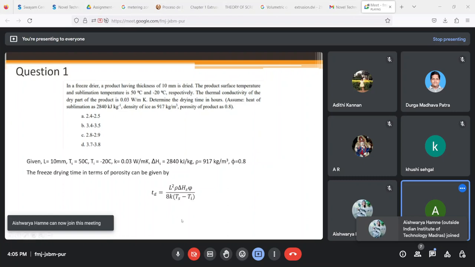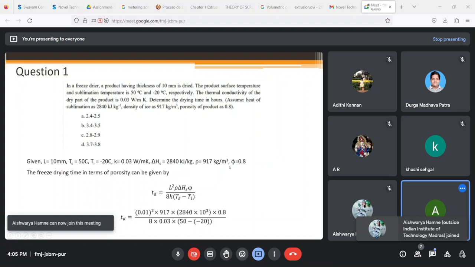Okay, so we have all the parameters here already given in the question. So all we have to do is just substitute all the values in the equation, and you can get the Td value or the drying time. So proceeding with it, I'm substituting L as 0.01 in meters. So 10 millimeter is converted into meters, which is 0.01, square, into 917 kg per meter cube into 2840 kilojoule per kg. So kilojoule I'm converting into joules, so I'm multiplying by 1000. So 2840 into 1000 into 0.8, which is the porosity of the product.